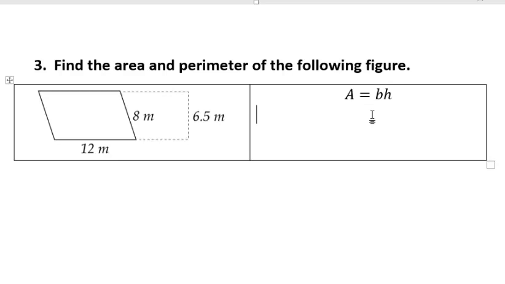Okay, so what will be the base in here? I have three sides in here. The base will be 12. And what will be the height?